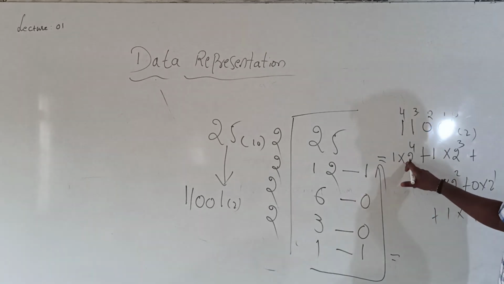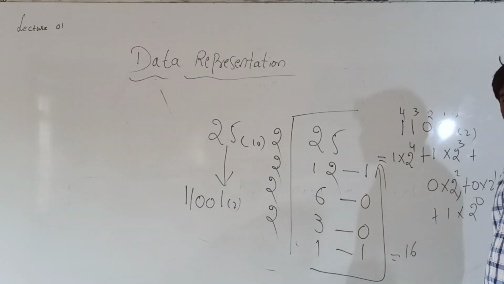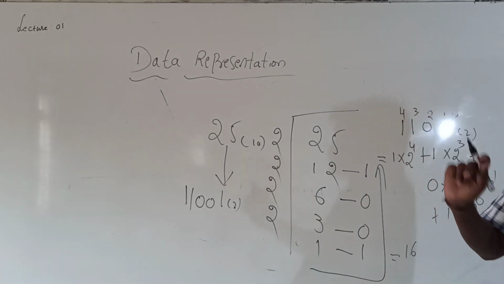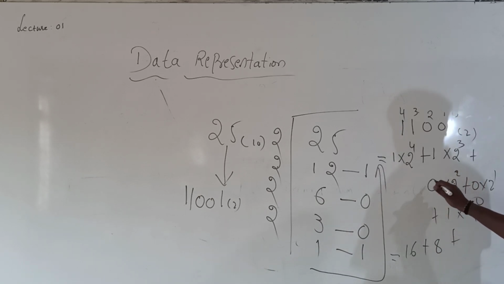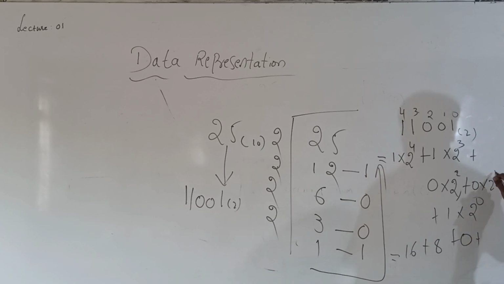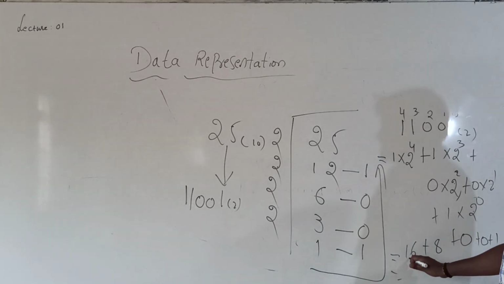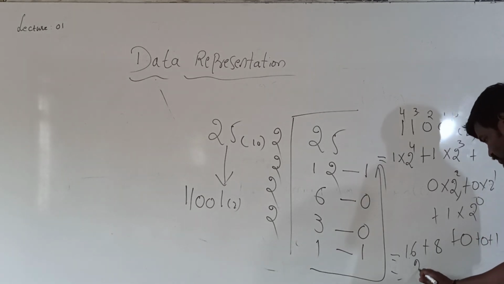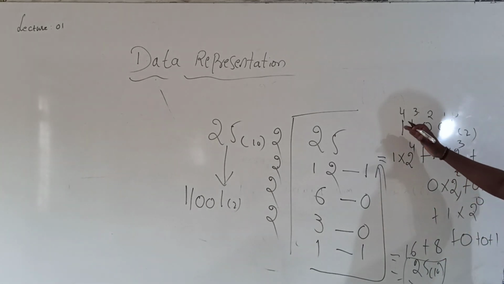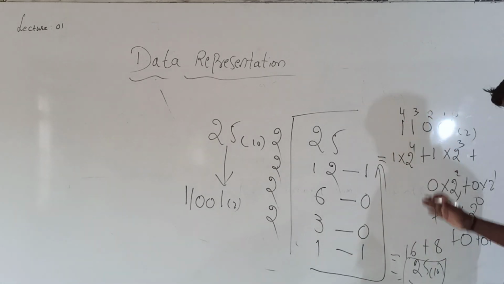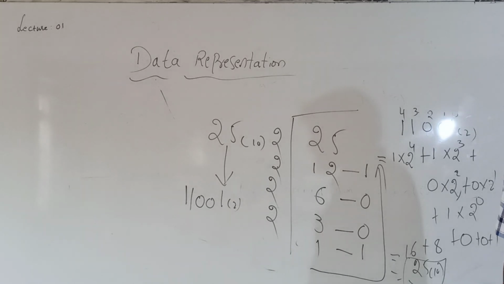See here, 2 raised to 4 is 16: 2 2s are 4, 4 2s are 8, 8 2s are 16, plus 2 raised to 3 is 8, plus 2 raised to 2 is 4, 4 into 0 is 0, 2 raised to 1 is 2, into 0 is 0, plus 2 raised to 0 is 1, 1 into 1 is 1. 16 plus 8 is 24, plus 1 is 25. So after converting from binary to decimal, you will get the same answer, 25.